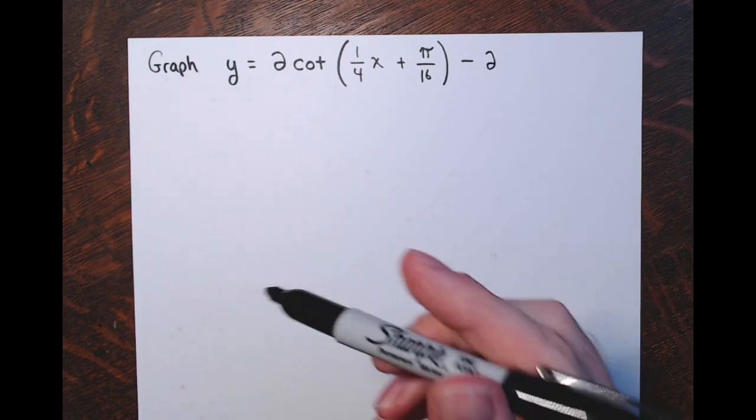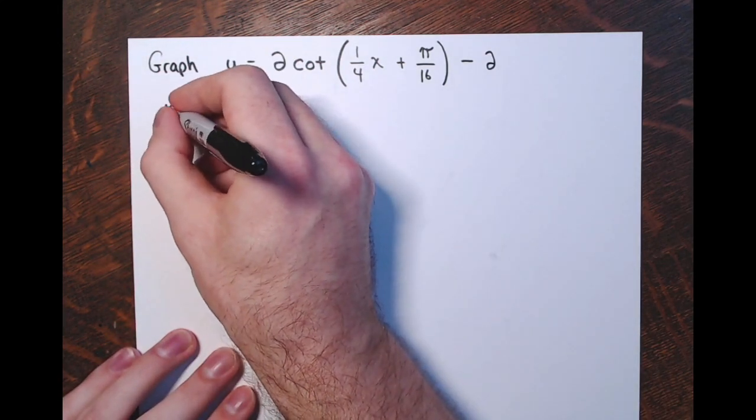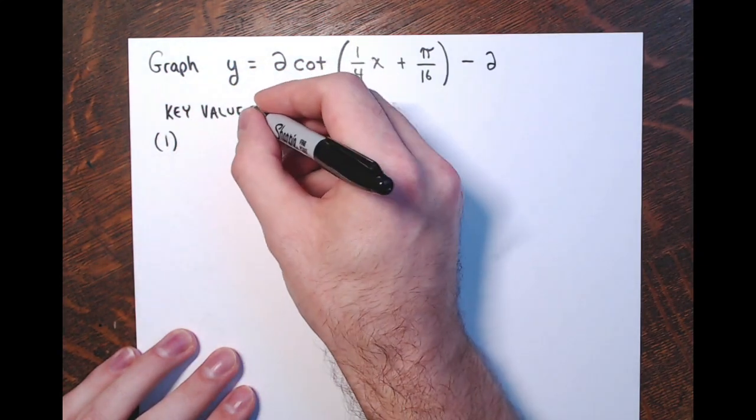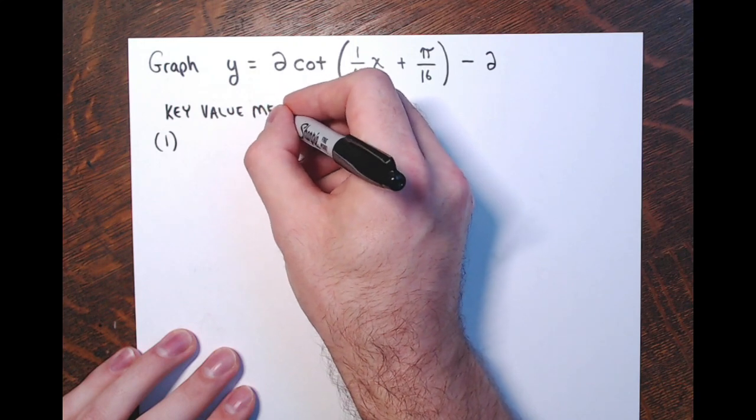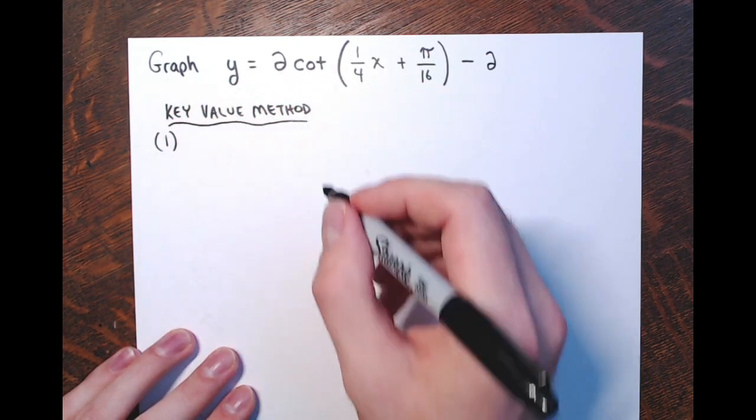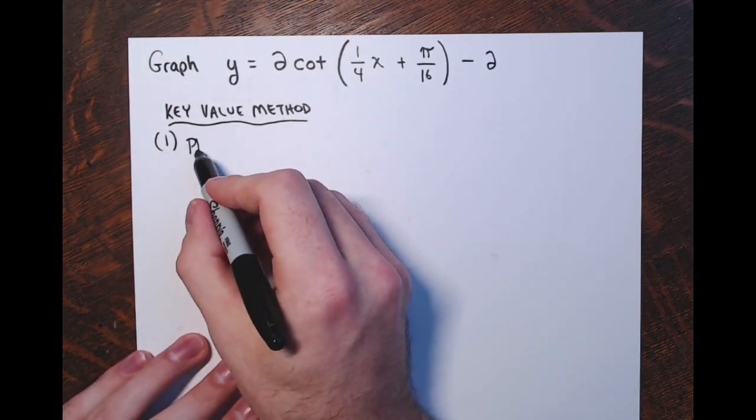Now, again, I'm going to go through what I called in the previous videos, and I've seen in other books called, the key value method. And if you like the method they show you better, do what they show you. But remember, first I found the phase shift.